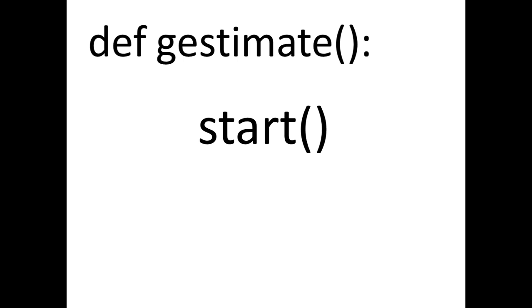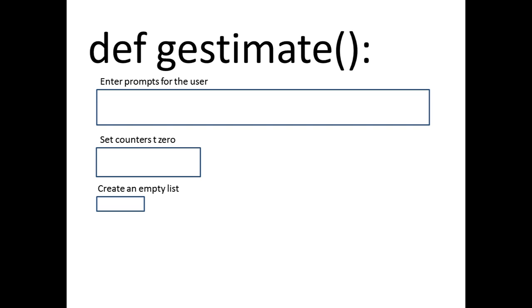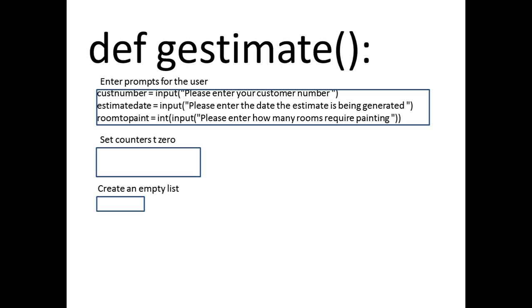Let's look at the first function, which is to get an estimate. First thing you're going to do is enter some prompts for the user, for customer number, the date, the estimate, and how many rooms require painting. Now, that rooms to paint is going to be important. Okay, the next thing you're going to do is set your estimates complete to zero and your employee cost to zero and create an empty list.